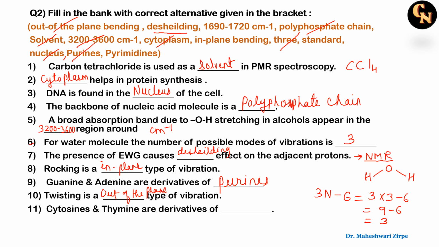Then next is cytosines and thymines are derivatives of dash. So they are the derivatives of pyrimidines. Okay, such types of questions are also asked in your exams. They will be giving you the alternative options in a bracket, not just below the fill in the blank, but collectively, and you have to select from that and write the correct option.